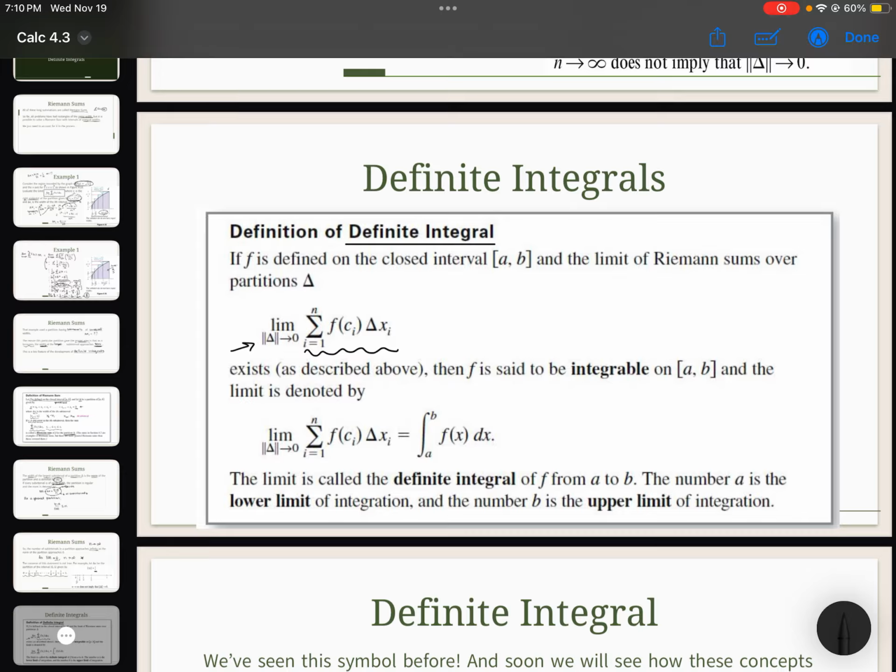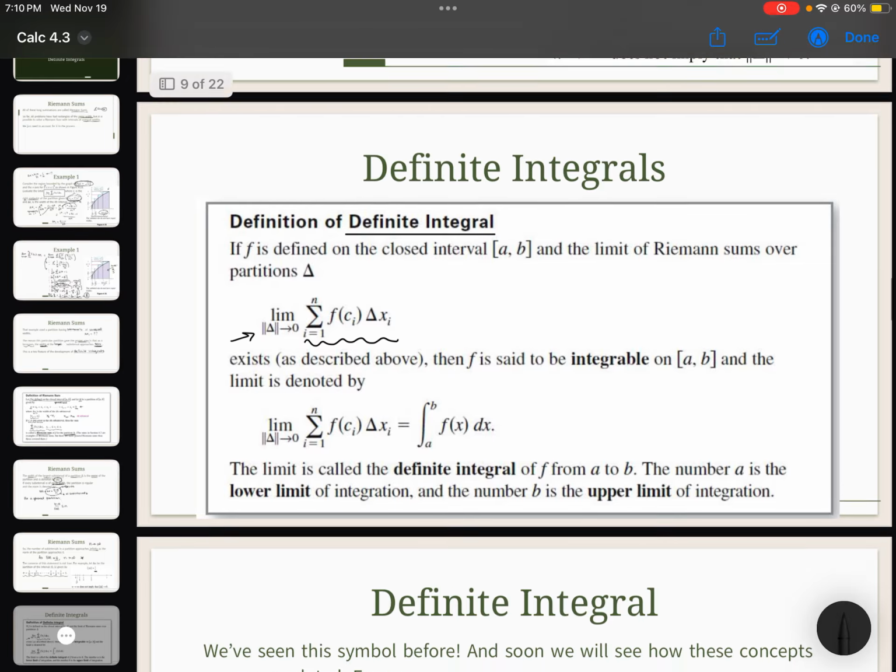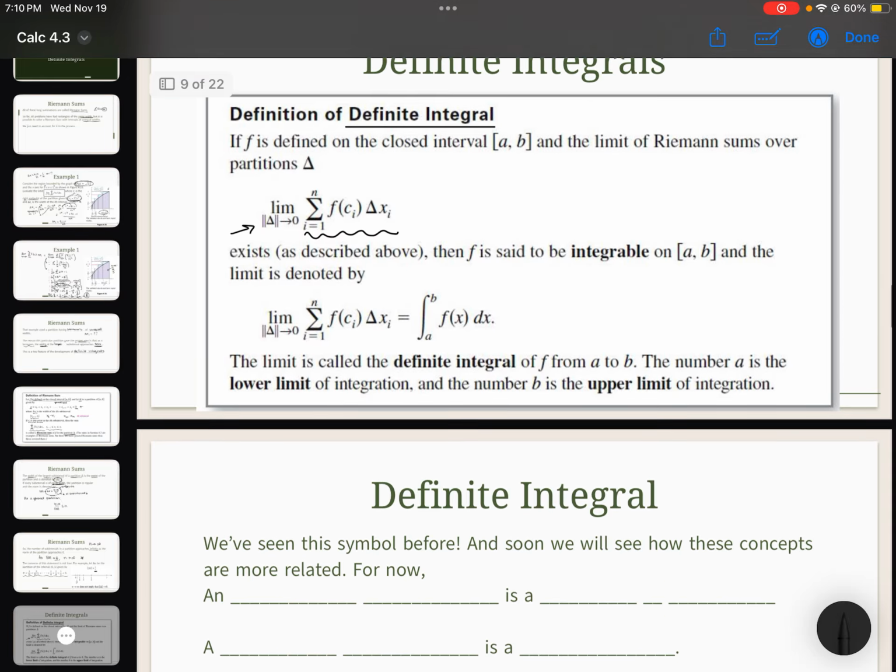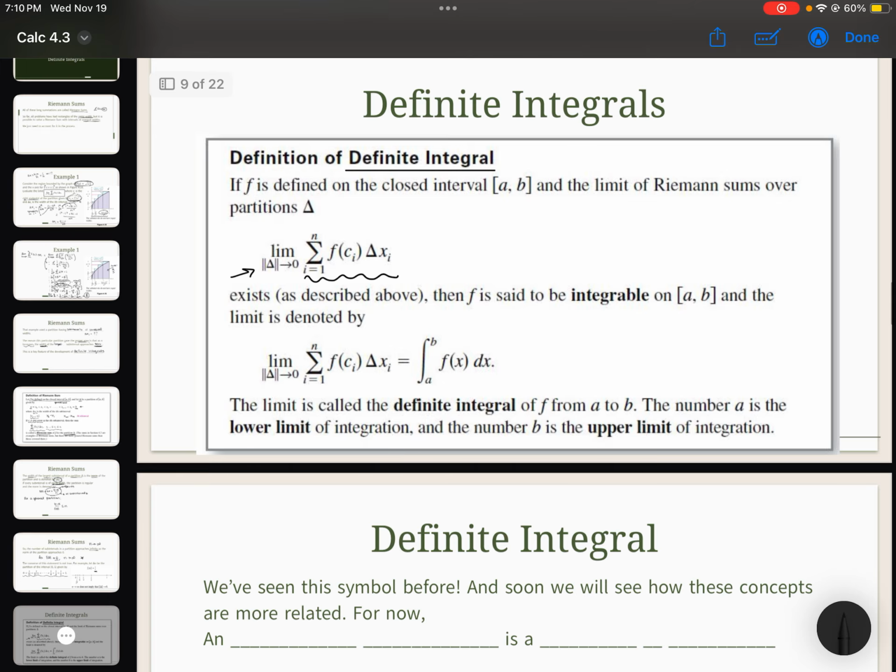But secretly, I'm going to tell you guys, a lot of the times we're still going to be dealing with equal widths. They're just trying to generalize. So all of that previous discussion is just saying, hey, instead of n going to infinity, I'm saying the norm is going to 0. I might have intervals of different widths. That is all. So if this limit exists, then f is said to be integrable on that particular interval.